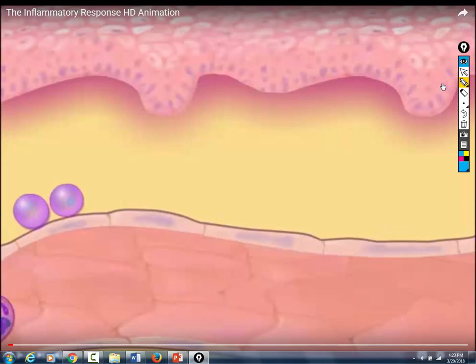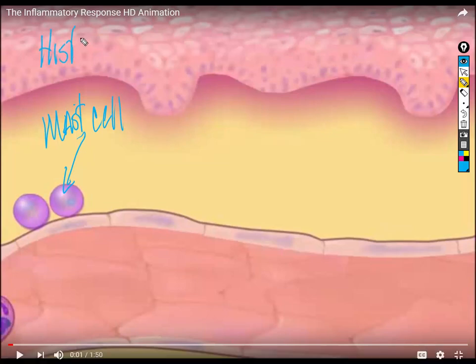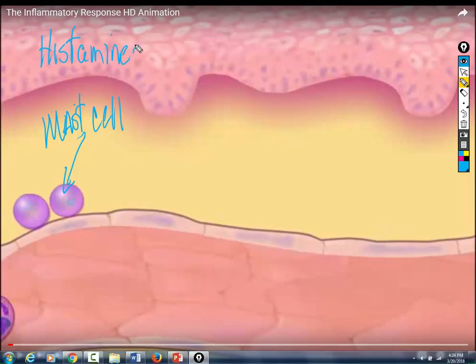Ready? Write this down. In all the tissues of your body, you have these cells called mast cells. What do mast cells contain? Histamine. Histamines do two things. They're a massive arterial vasodilator, and they increase capillary leakiness. They actually kind of punch holes in the capillary membrane, and they allow the capillary to become more leaky.